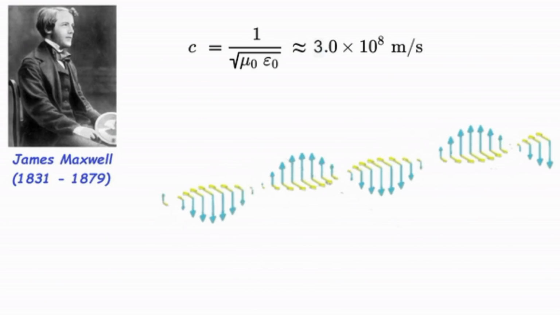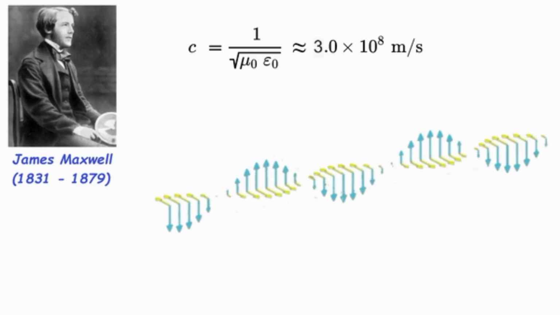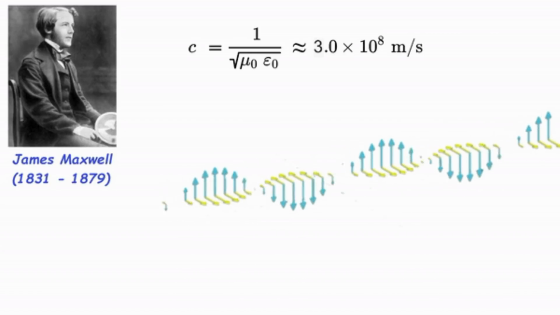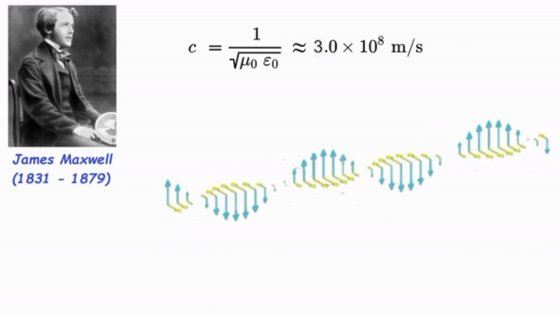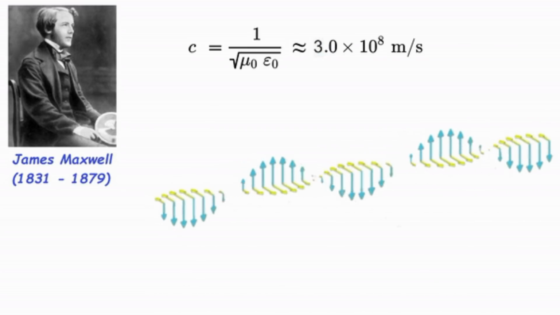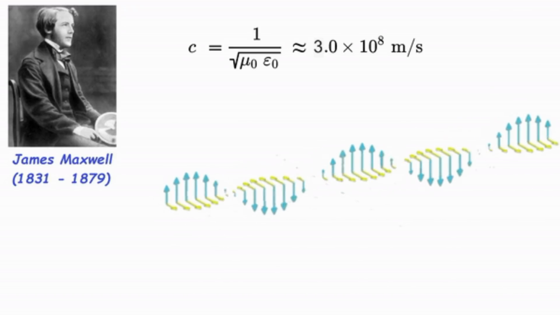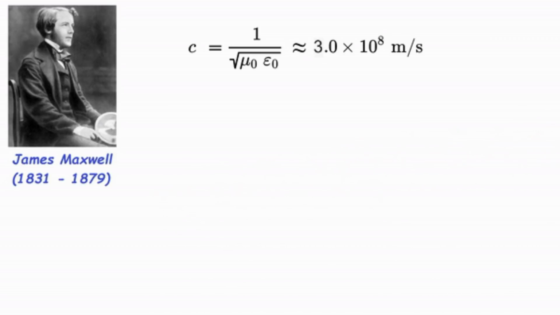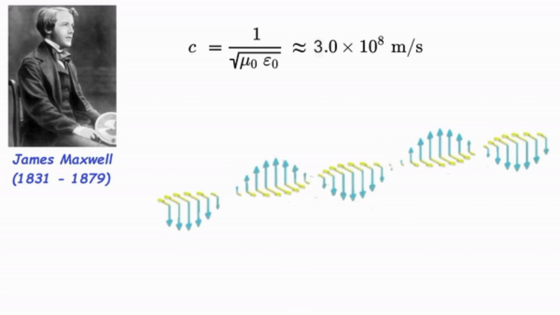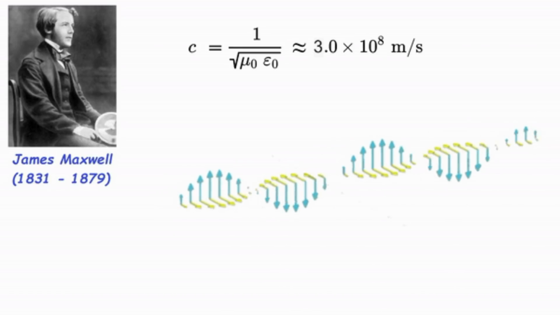But Maxwell is known for another, more important one, if I can find it here. There we go. Maxwell is known for discovering this equation. This is his most famous equation. Maxwell is saying that if you take the mu and epsilon, which stand for the magnetic permeability and the electric permittivity, I'm going to get to that in a second, you take the 1 over the square root of that, that's the speed of light.